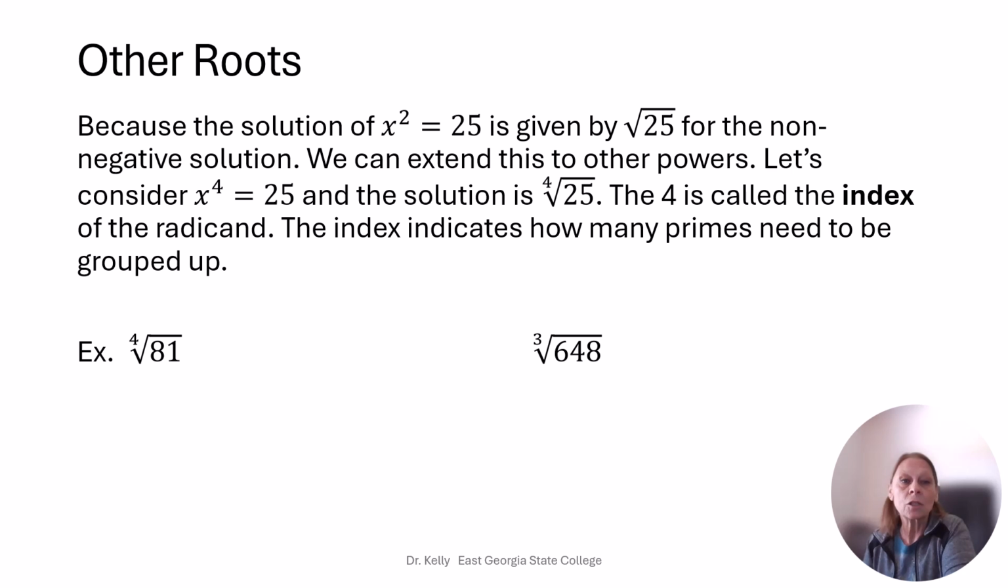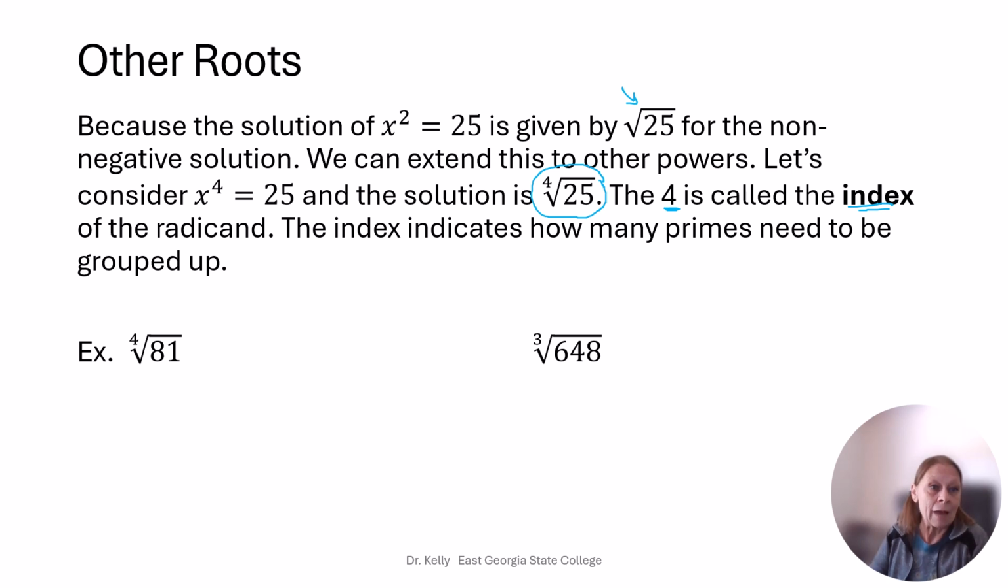Because the solution of x squared equals 25, we use a square root to find the non-negative solution here. We can extend this to other powers. So if I had x to the 4th equals 25, then the way I would write that non-negative answer would be the 4th root of 25. And here the 4, notice it is small and tucked in the crack of that radical. It's called the index of the radicand. And the index lets us know how many need to be in that group of primes to be able to pull it out.